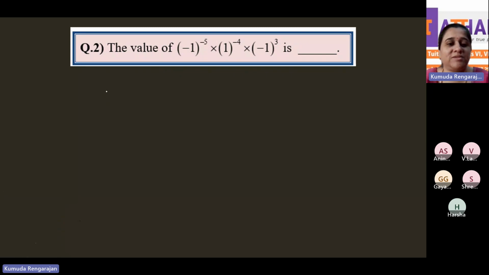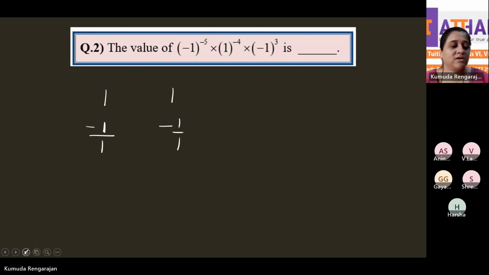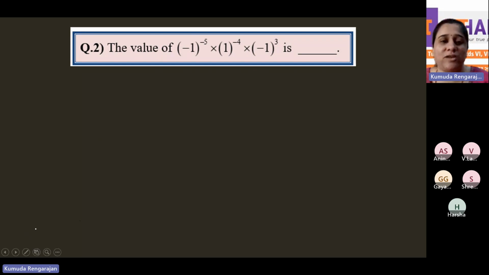But you all know the reciprocal of 1 is 1 only. What is the reciprocal of -1? -1 means -1 by 1. What's the reciprocal? -1 by 1. It's the same thing. Remember that 1 and -1 are their own reciprocals. So, -1 to the power -5 is equal to the reciprocal of the base, negative of the power.